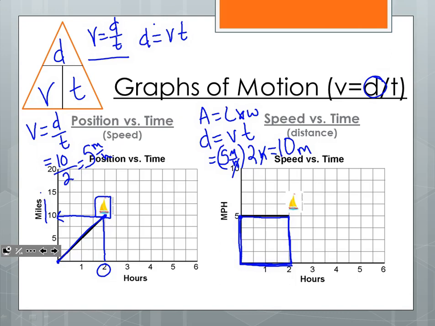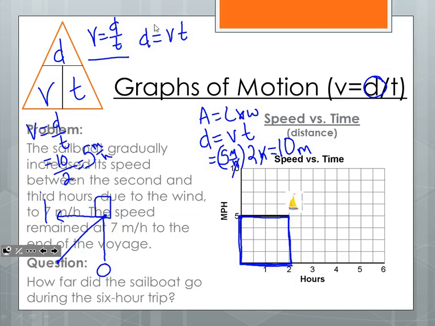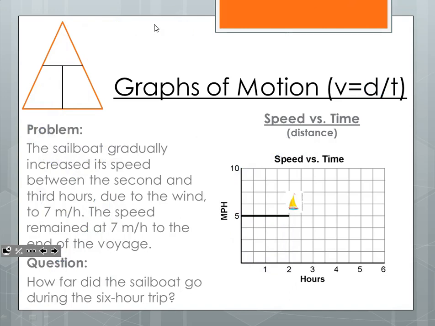Okay, so now let's look at what happened. If I can get my cursor to move. There it goes. Let's look at a new problem. Let's add a little something to it.